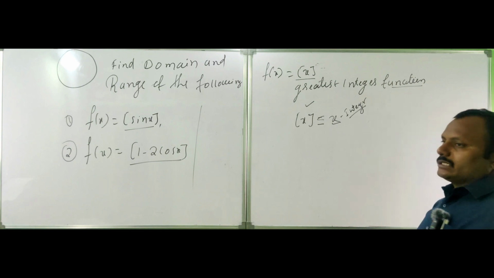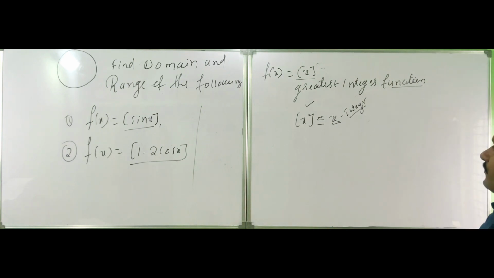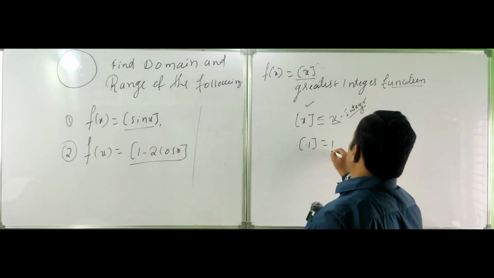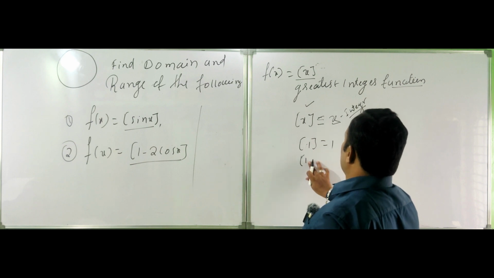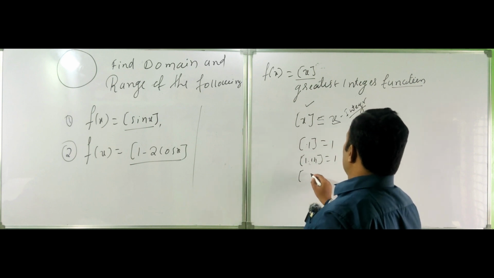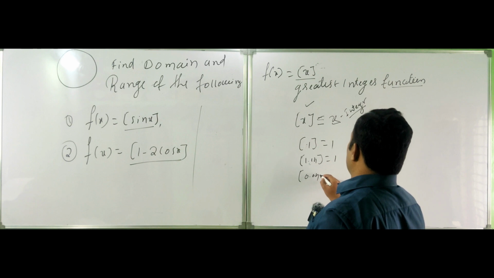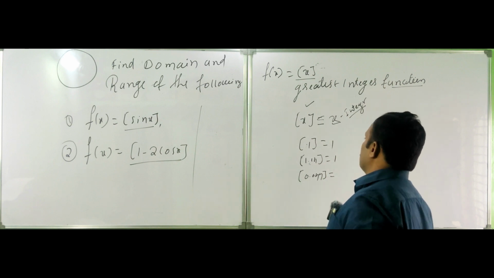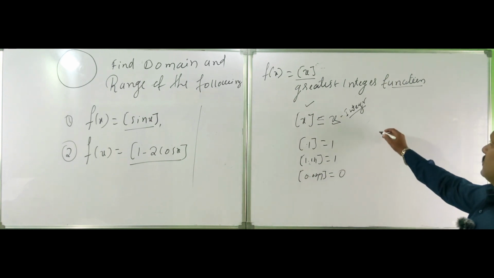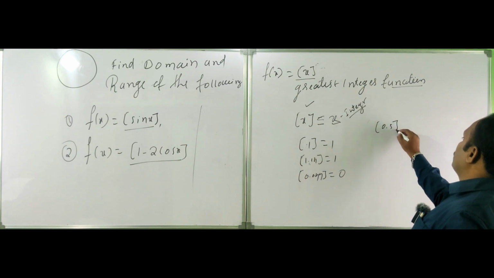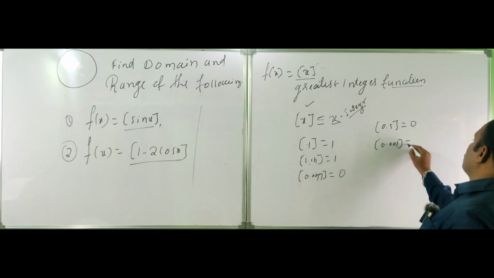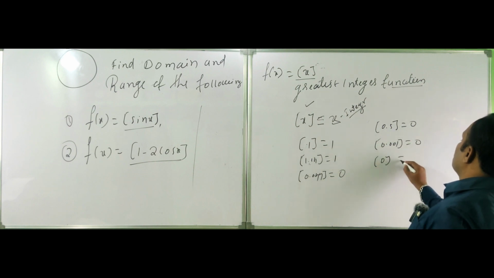The greatest integer less than or equal to x. This means if I take floor of 1, this is equal to 1. If I take 1.11, this becomes also 1. If I take 0.999, this becomes 0. Similarly, 0.5 becomes 0. Similarly, 0.001 becomes 0. So 0 becomes 0.